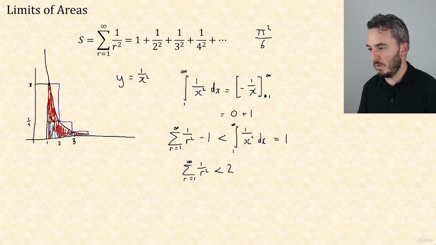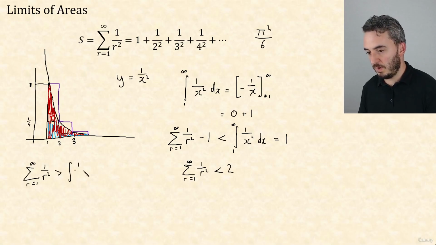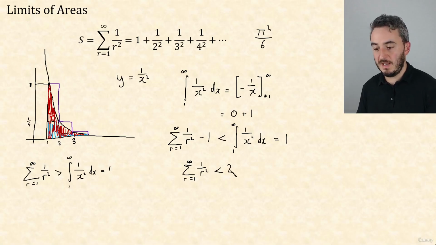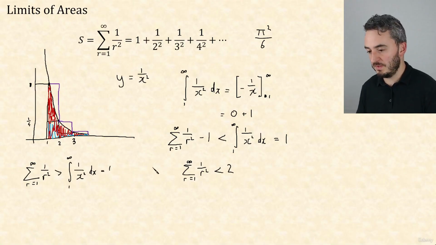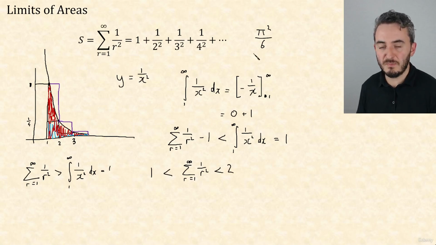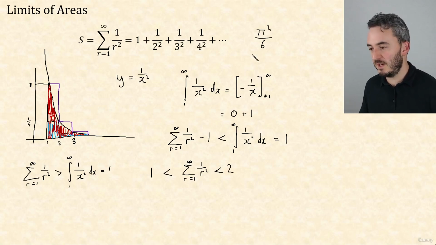And what does that prove? Well, it proves that the infinite summation, so the sum from r equals 1 to infinity of 1 over r squared, is actually always bigger than the integral of 1 over x squared from 1 to infinity, and that was 1. So I've shown that it's not only less than 2, it's definitely bigger than 1. So I've actually established a lower bound as well. So that's kind of cool. And if you evaluate pi squared over 6, you do indeed find that it is somewhere between 1 and 2.